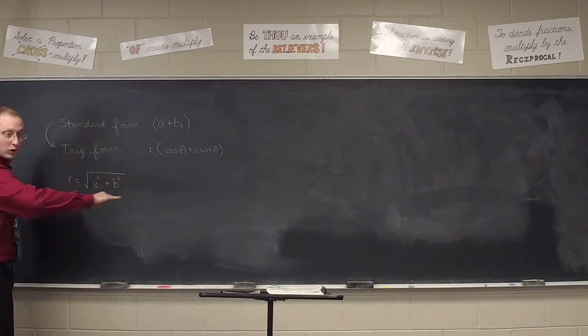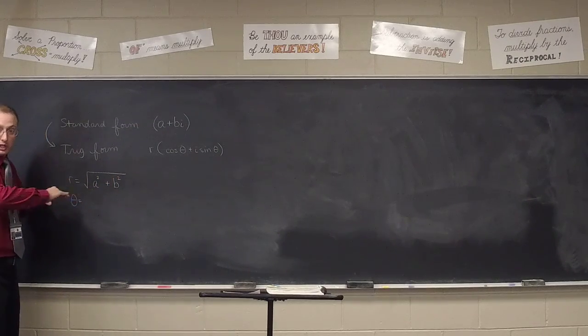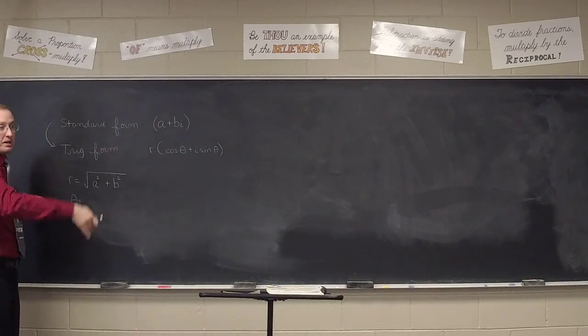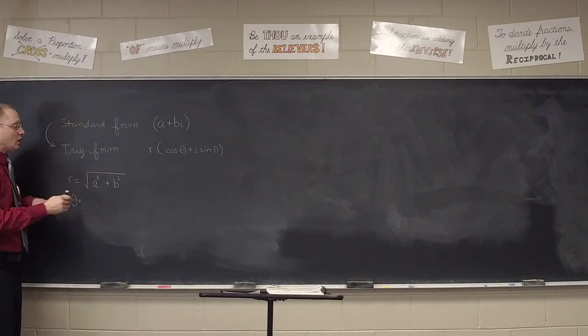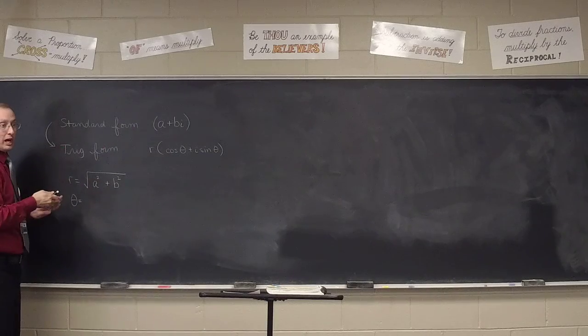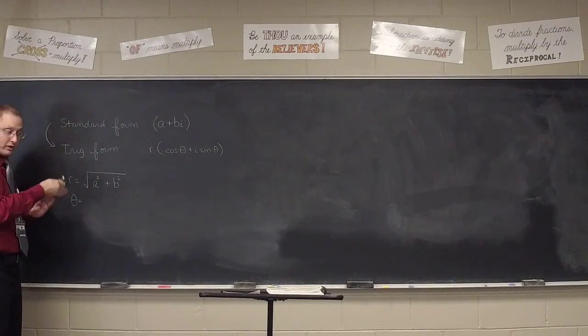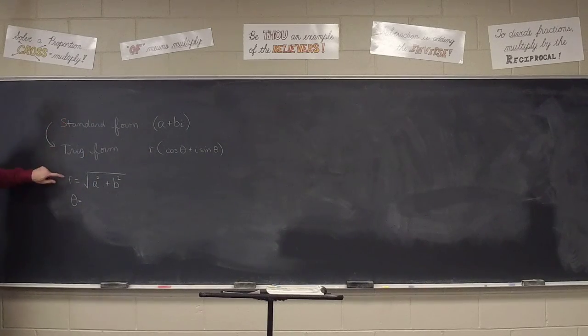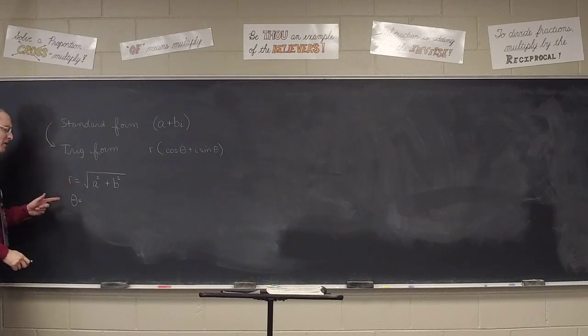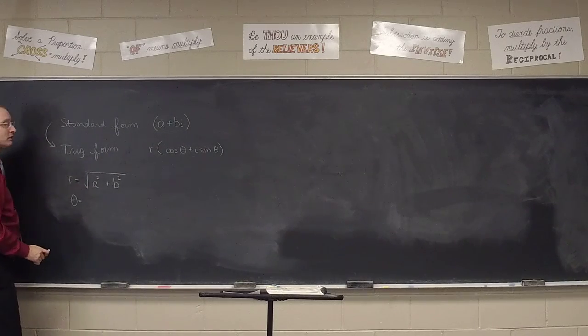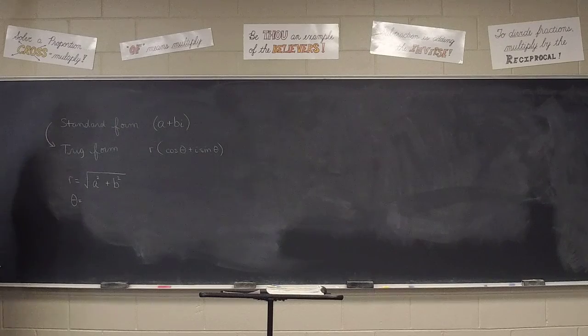You got your a along what we used to call the x-axis, but it's the real axis. You got your b going up the imaginary axis, right? So those are the legs of the triangle, and the radius vector is your r, the actual distance to the point. So it's just the Pythagorean theorem. And then what about the theta? We're going to find theta.